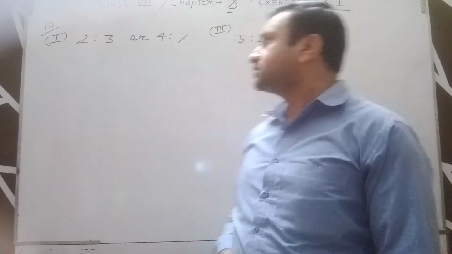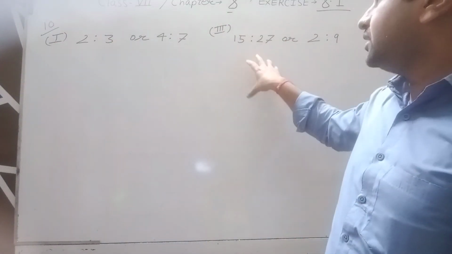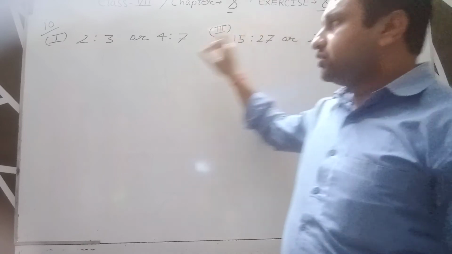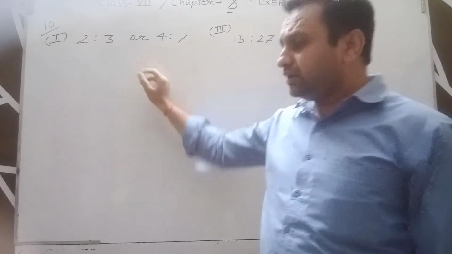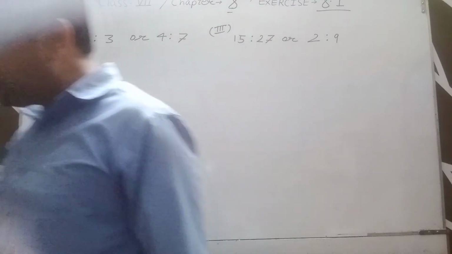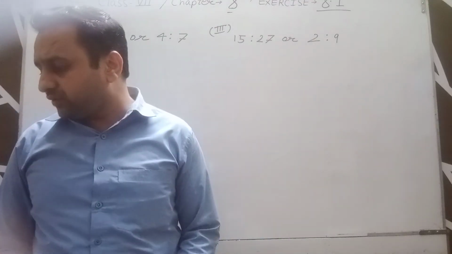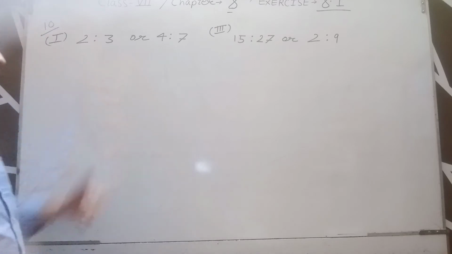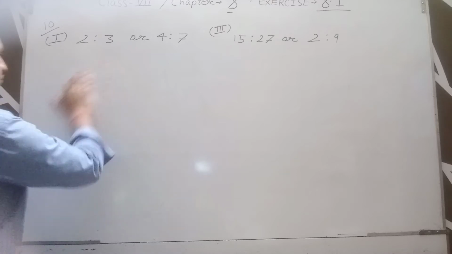Good morning students. Class 7th, chapter number 8, comparing quantities, exercise 8.1. Question number 10. In question number 10, there are total 4 parts given, and in this question we have to compare the following ratios. First part, there are 2 ratios given, 2:3 and 4:7, and we have to compare these ratios.